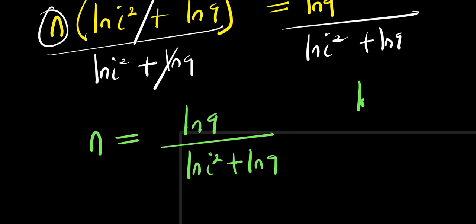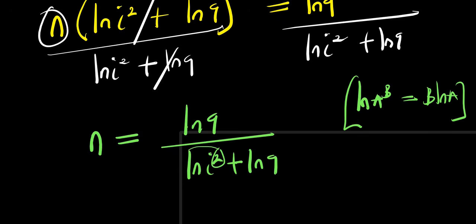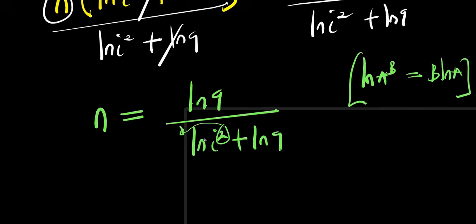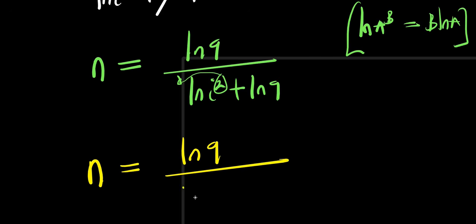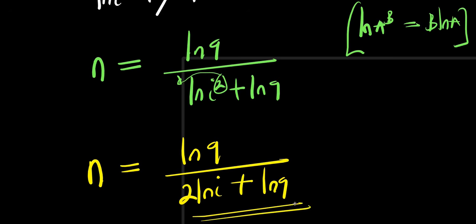If you have natural log of a power b, this equals b times natural log of a. Meaning that these two here will come behind this. So what we are going to have will be n equals natural log of 9 divided by 2 times natural log of i plus natural log of 9. So this is where we can stop for now. This is our answer.